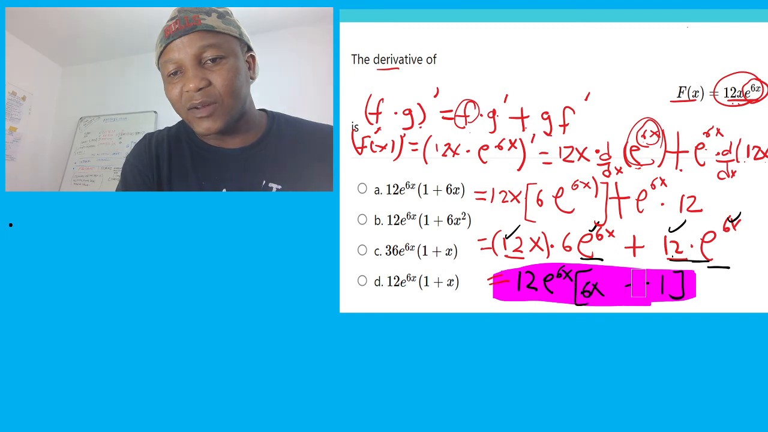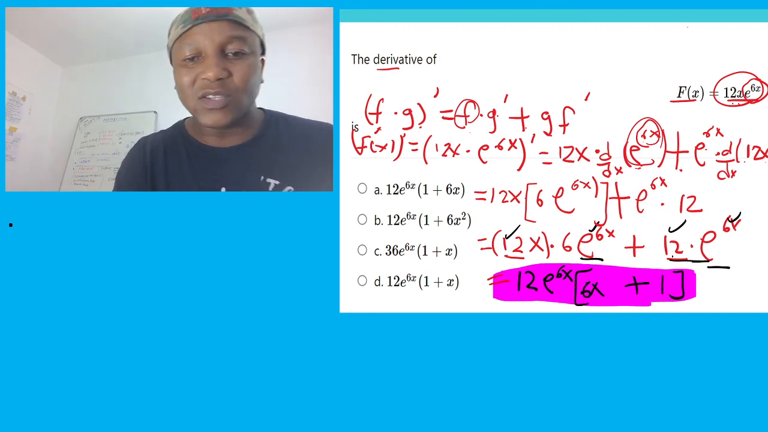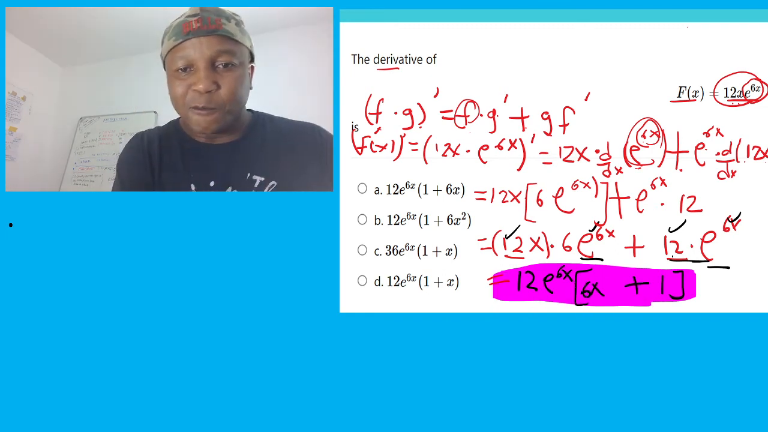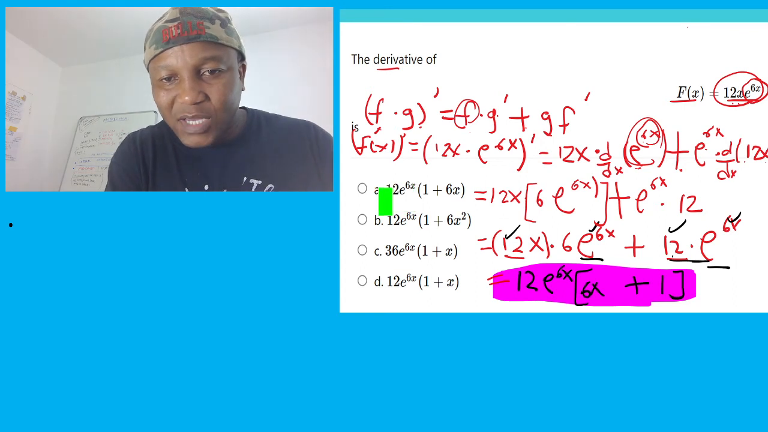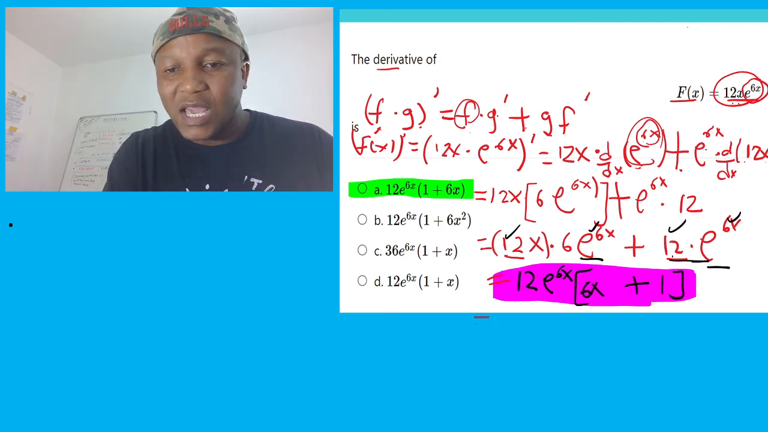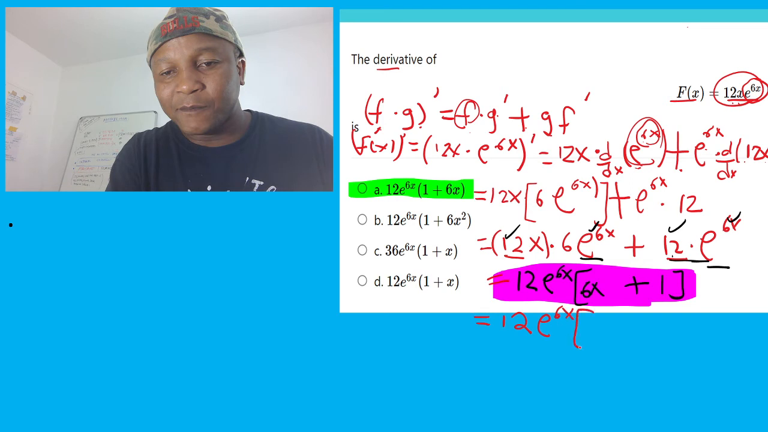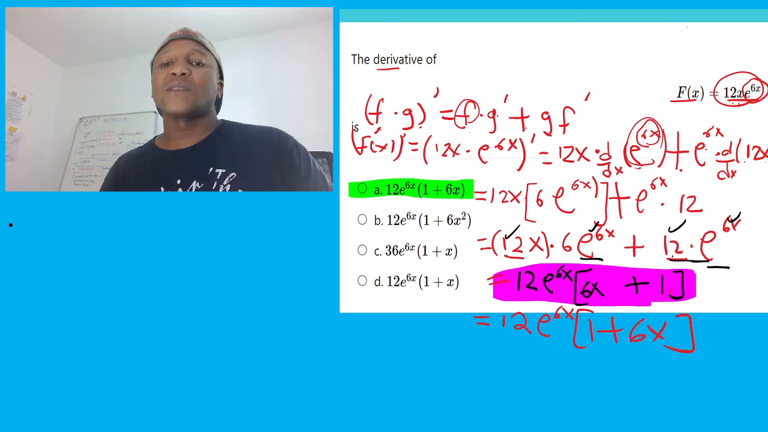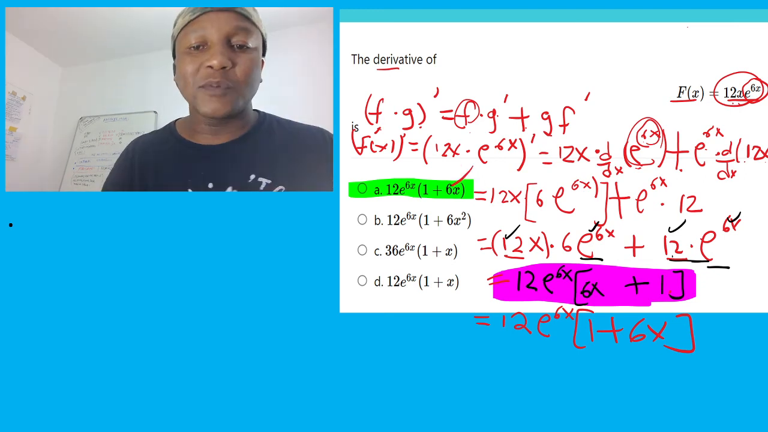Now let's come to the options and see what is going to be similar to that. If you look careful, the first option is quite similar to it, because I can rewrite this as 12 e power 6x, then write 1 plus 6x, which is the same as the first option.